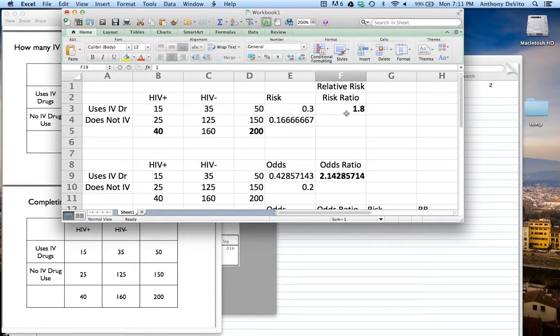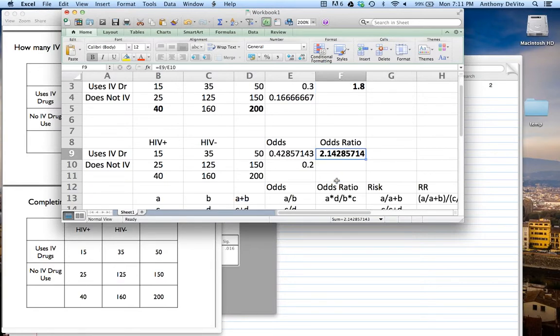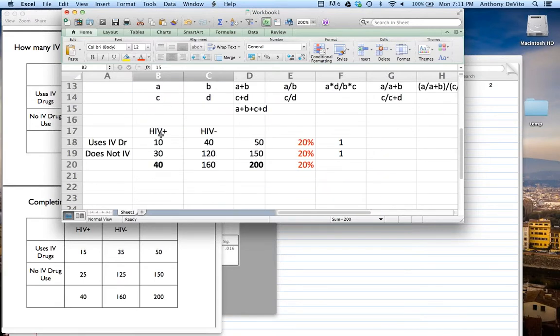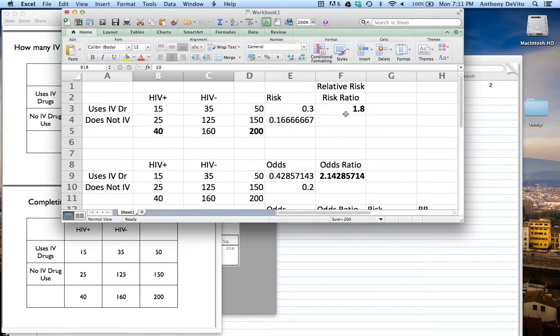In this case, I got 1.8, almost 2 times as likely. That's encouraging to me, right? And this is 2.14 times as likely according to the odds ratio. So if I got that big a number, I'm encouraged to think that the difference between what I actually observed and what I would have expected to observe if there's no difference, I would say, gee, that's very encouraging that I got that big a number.